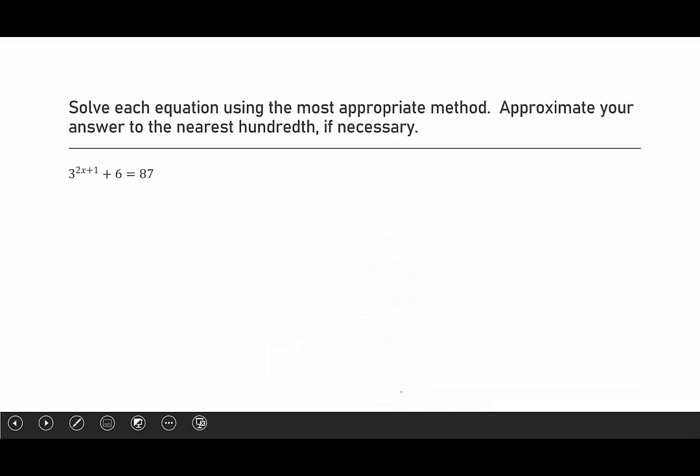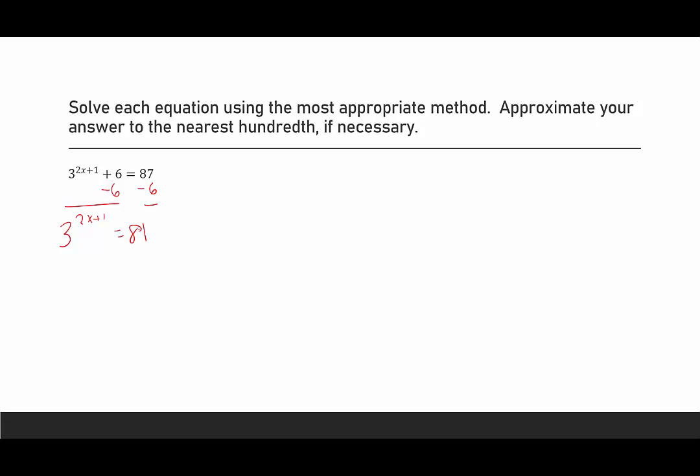In our first example, we want to solve using whatever method we find most appropriate, and then we're going to round our answer, if needed, to the nearest hundredth. Before I choose any method, we want to try, if we can, to get the term with the exponent by itself. So I need to subtract 6 first and foremost before I do anything else. Okay, so now what we're looking at is 3 to the 2x plus 1 is equal to 81. I have three methods to choose from. In this case, I can choose any of them.